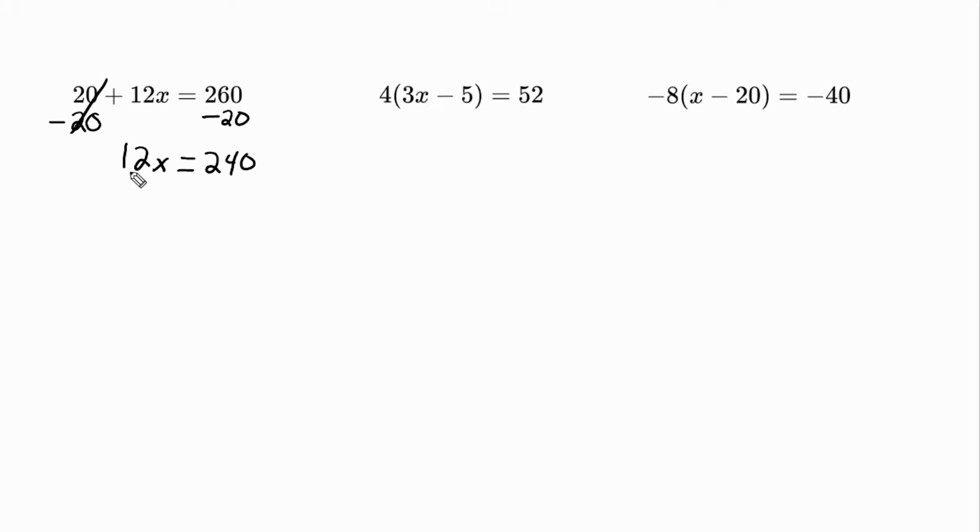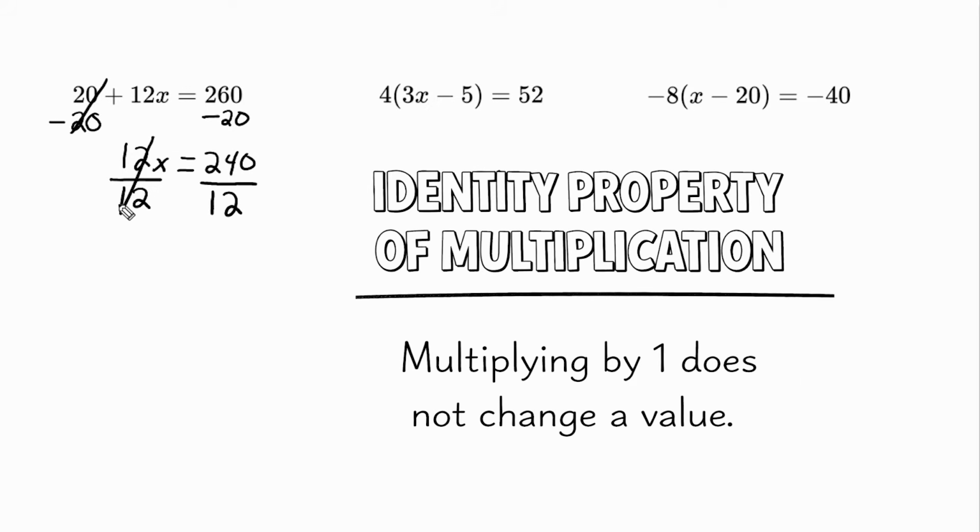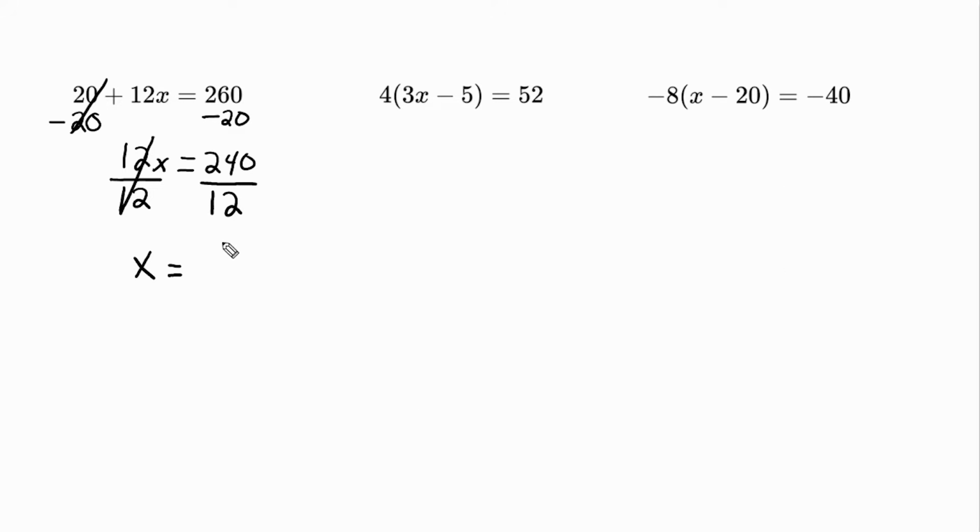Now, what is currently being done to x is that it is being multiplied by 12, so we undo that by applying the inverse operation. Instead of multiplying by 12, we divide by 12, and we do the same thing on the other side of our equation to balance our equation. Now, anything divided by itself is 1, so that leaves us with 1 times x, which is just x, and 240 divided by 12 is equal to 20.